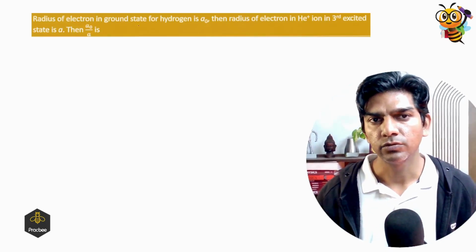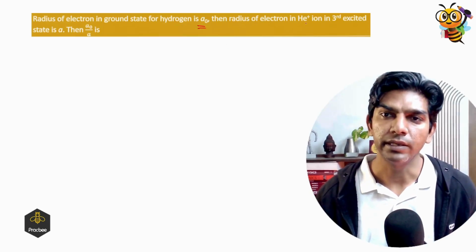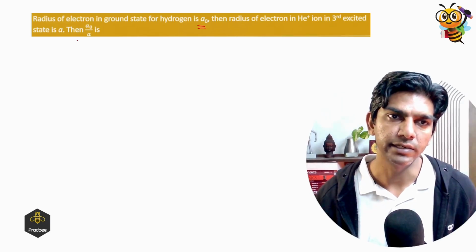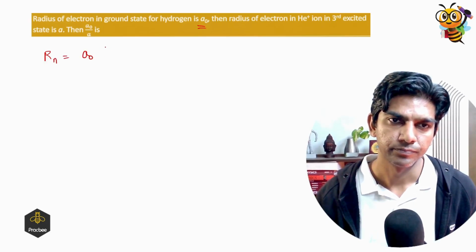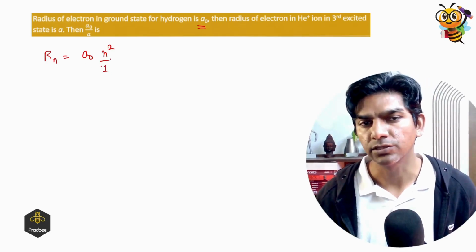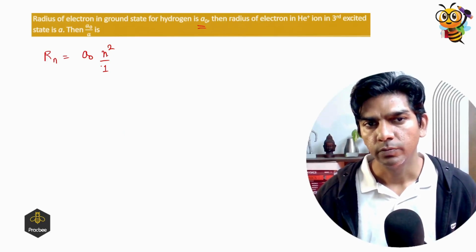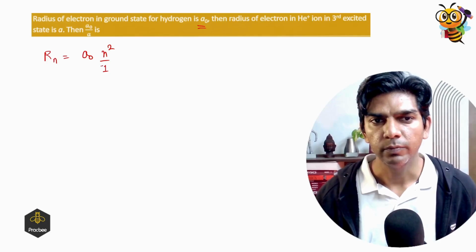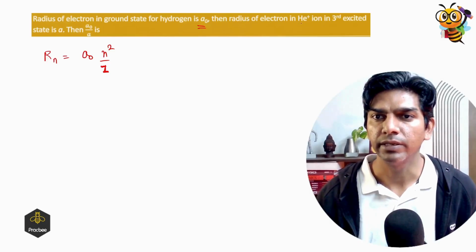The radius of the electron in the ground state for a hydrogen atom is A naught. The radius of the electron in the helium positive ion in the third excited state is what? So we know that the radius in the nth orbit is A naught times n square by Z, and Z will be 1 in case of hydrogen. So it will be A naught n square, where n is 1 for the first orbit. For helium, there will be Z in the denominator, as in the case of isoelectronic species. Here we have been given helium positive.